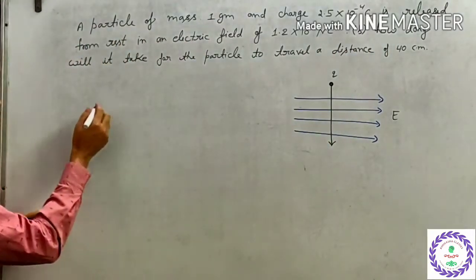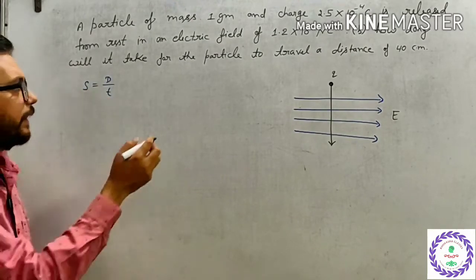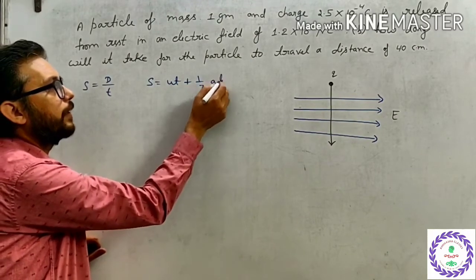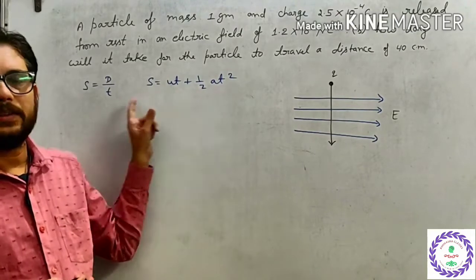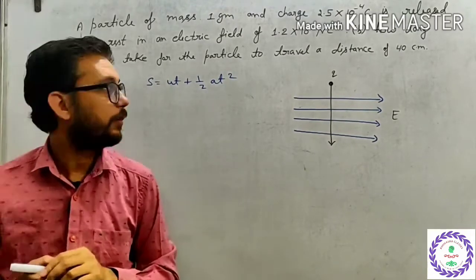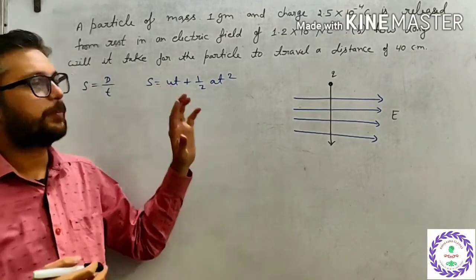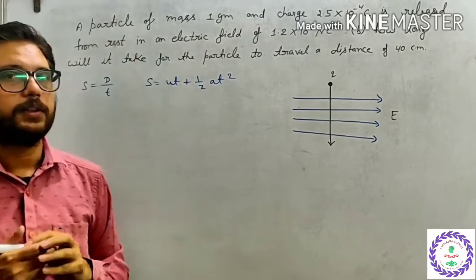We have two formulas: first is speed equal to distance upon time, and second one is S equal to ut plus half at square. To find the time, we have two formulas here. First is speed equal to distance upon time, second is S equal to ut plus half at square. So which one do we have to use here?